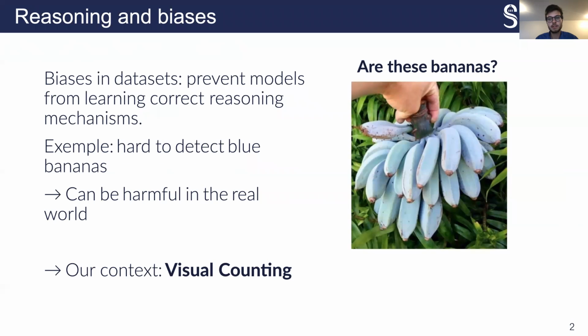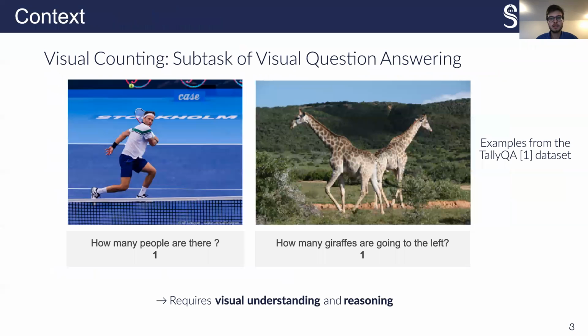We address this issue in the context of the question-based visual counting task. This task is a subset of visual question answering. It is about answering counting questions on images. Questions can be simple, like how many people are there, or more complex, like how many giraffes are going to the left. Like VQA, this task requires visual understanding and reasoning.